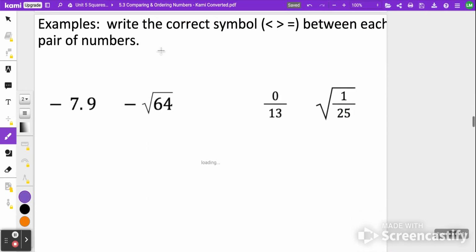Again, here are some more examples to try. Let's pause it, try these on our own, and when you're ready to check, click play.